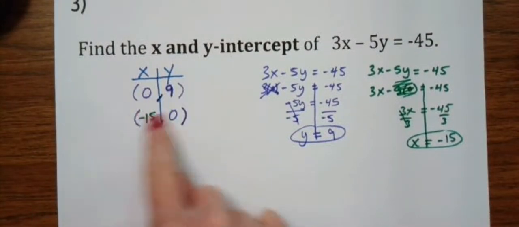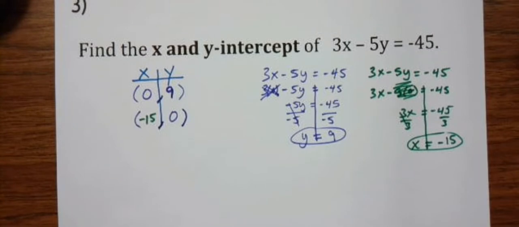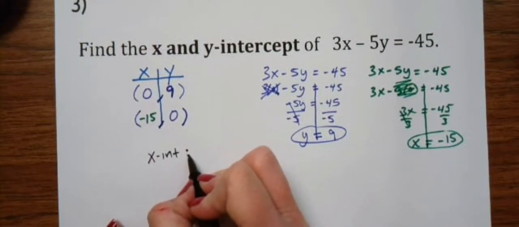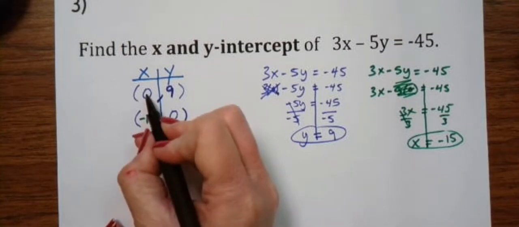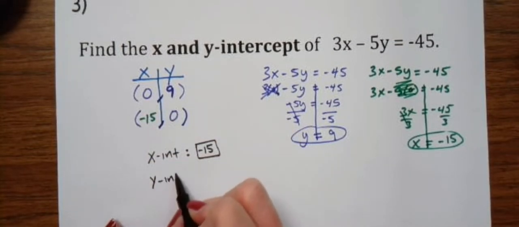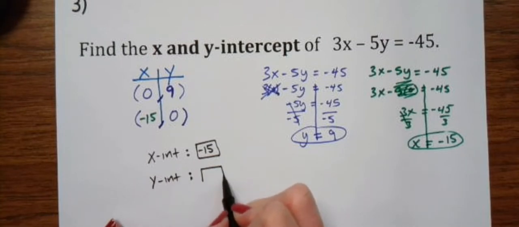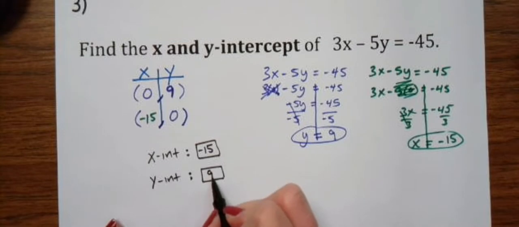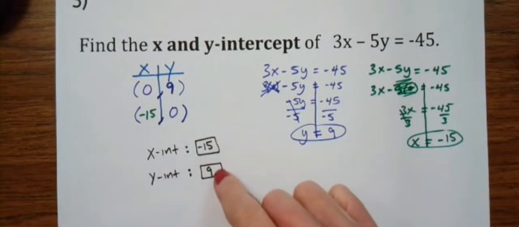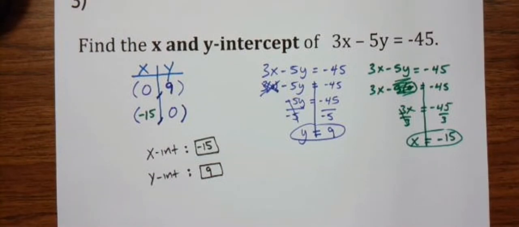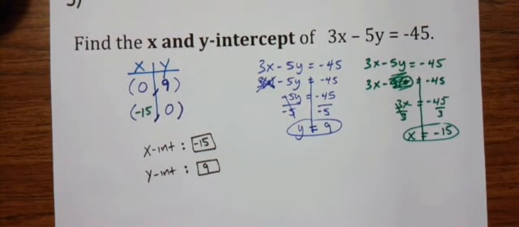Now, you can write your answer like this, or you could write your answer as x-intercept and y-intercept. My x-intercept here is negative 15, and my y-intercept, where the location of y was, is 9. Your answer could just be a number, or it could be a coordinate, an ordered pair. It does not matter. This is just telling us where the line is going to cross the x and the y axis.